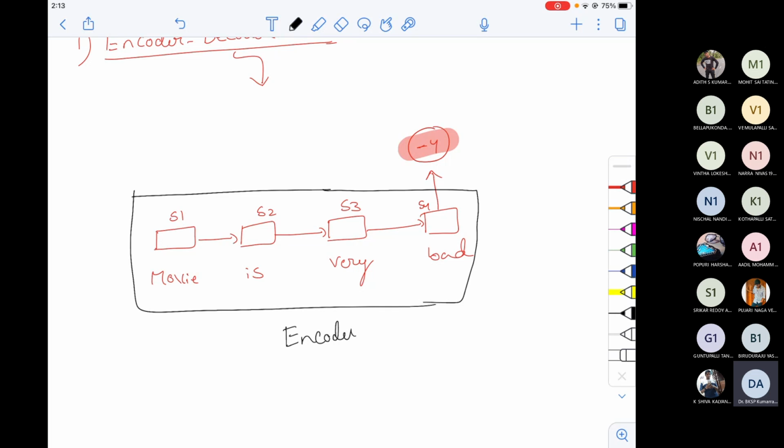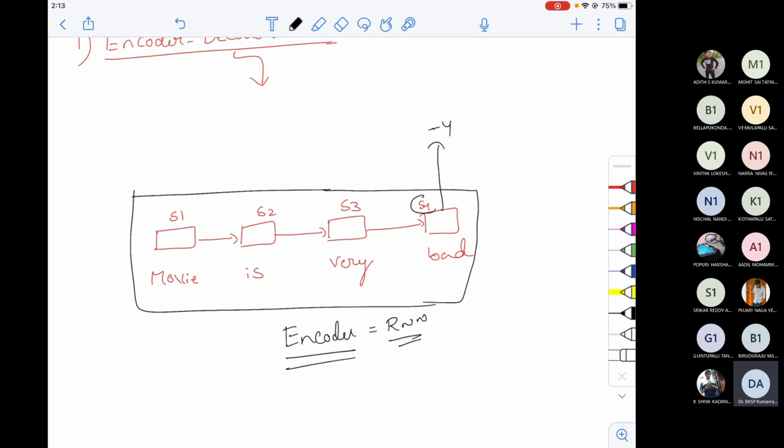What you do in the upper part of your network doesn't matter for RNN. So once you have S4, the job of RNN is done. What you do with S4, whether you extend the network further or how you print the output, it doesn't bother about that. So here it's minus 4. So this part is actually the encoder. Now what is the encoder here? Encoder is nothing but the RNN here.